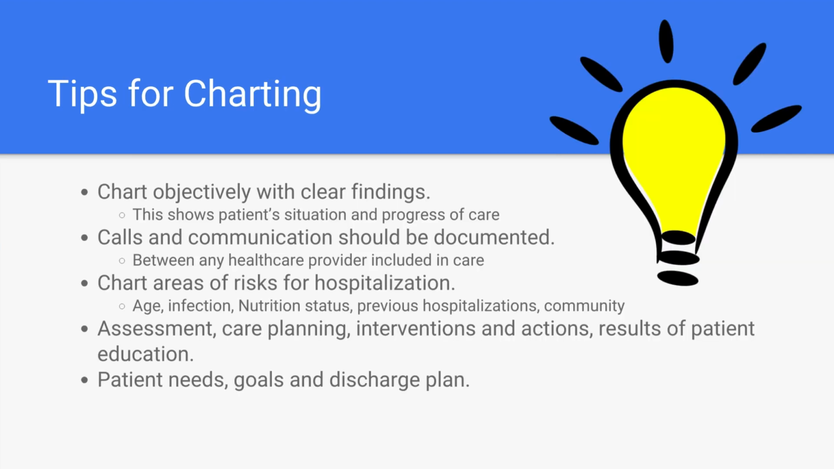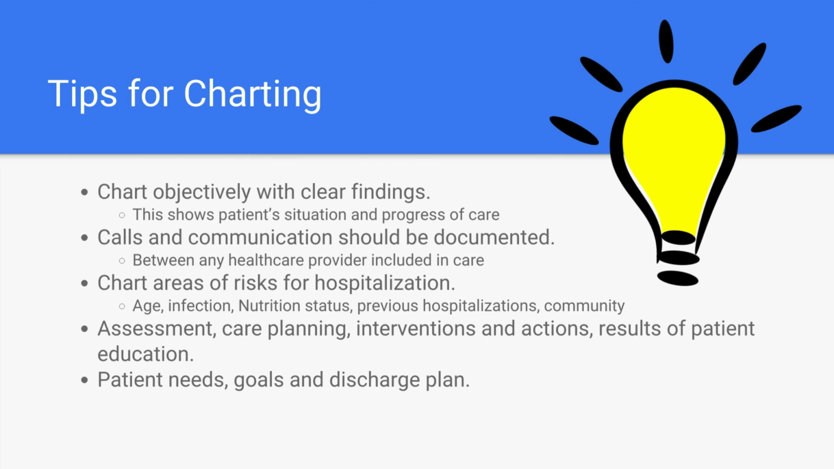Some tips for charting that we have included is to chart objectively with clear findings. When we do this, it shows the patient situation and also the progress of their care. Calls and communication should be documented, so whoever you're talking to on the healthcare team, it needs to be documented in the patient's chart, along with the time and date and who you spoke to.